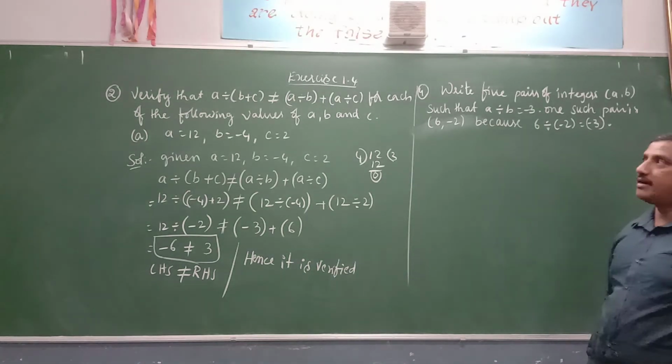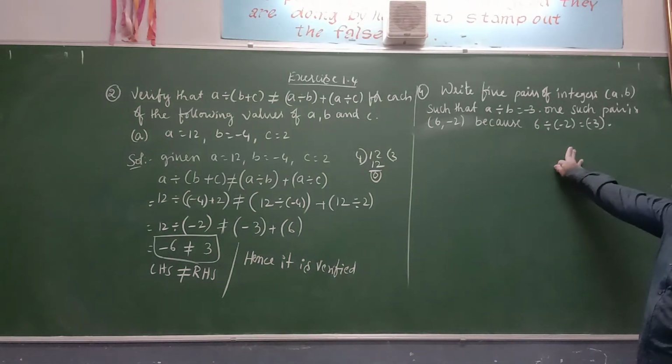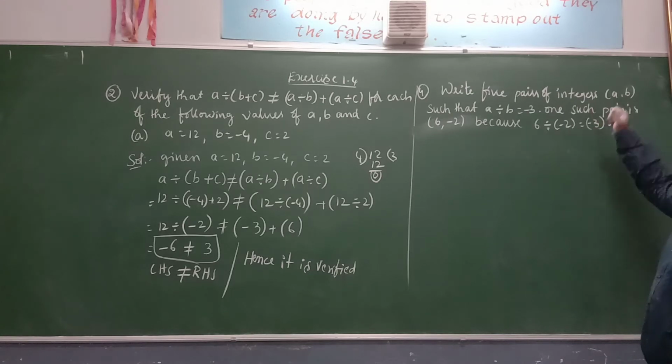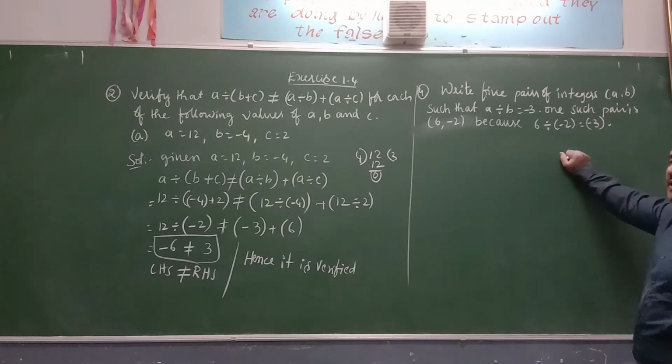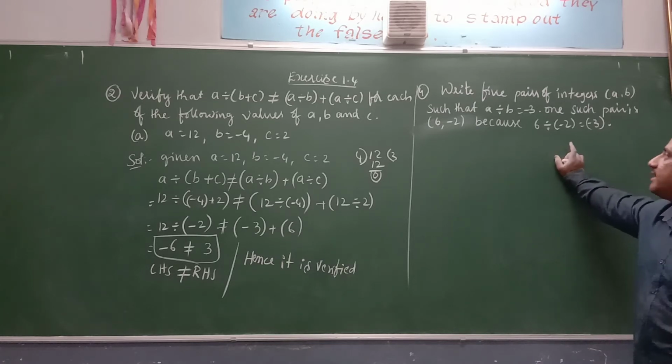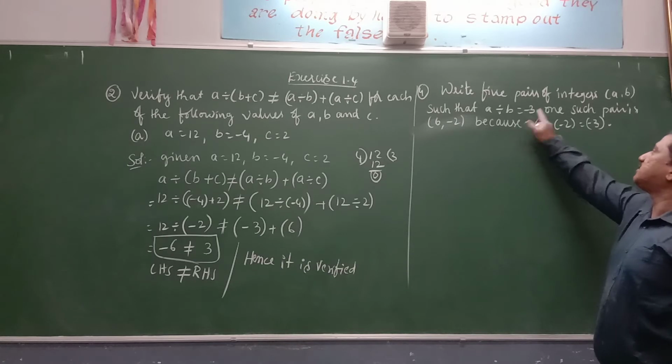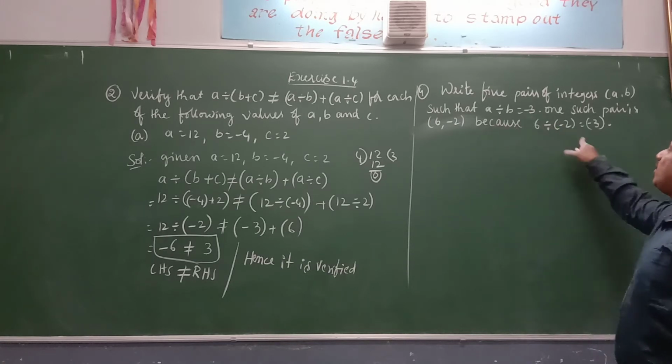Is it clear? Right. Now, one more sum, fourth bit. Write 5 pairs of integers a, b such that a divided by b is equal to minus 3. The quotient we know is minus 3. We don't know a and we don't know b.